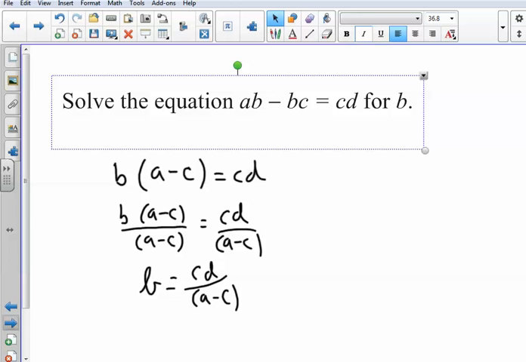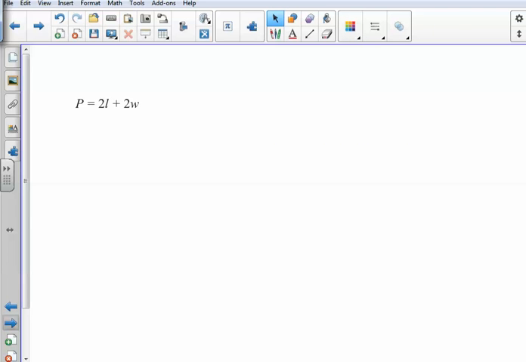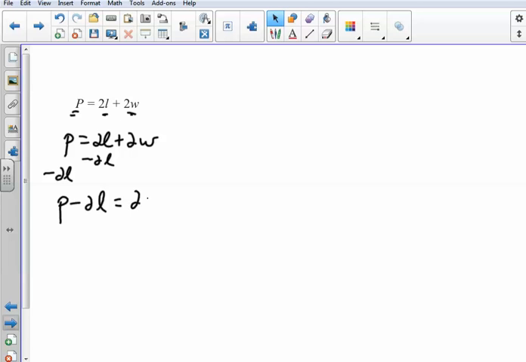Where you see this applied is when you look at something like this perimeter formula. The perimeter is 2 length plus 2w. I have three variables: the letter P, the letter L, and the letter W. I'm going to solve this for the letter W and keep it by itself. In P equals 2L plus 2W, I'm going to subtract 2L to get it onto the other side. So now I have P minus 2L equals 2W.